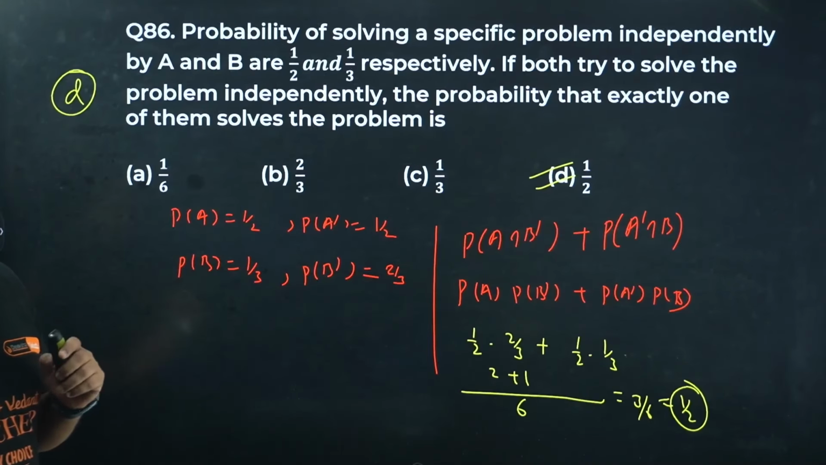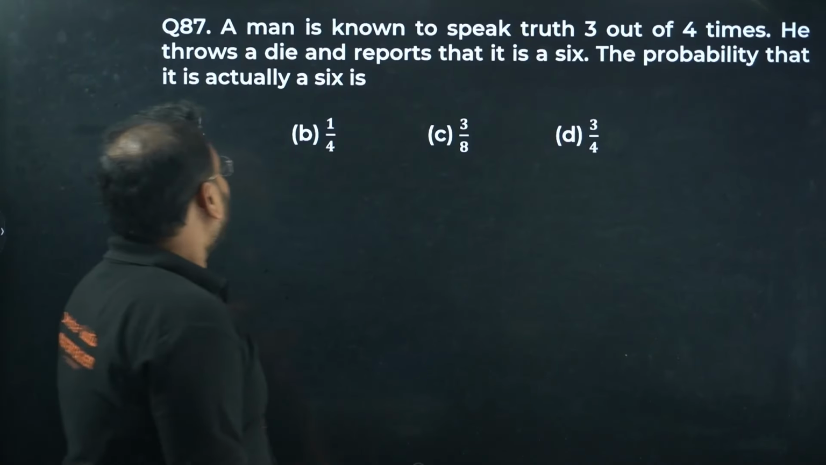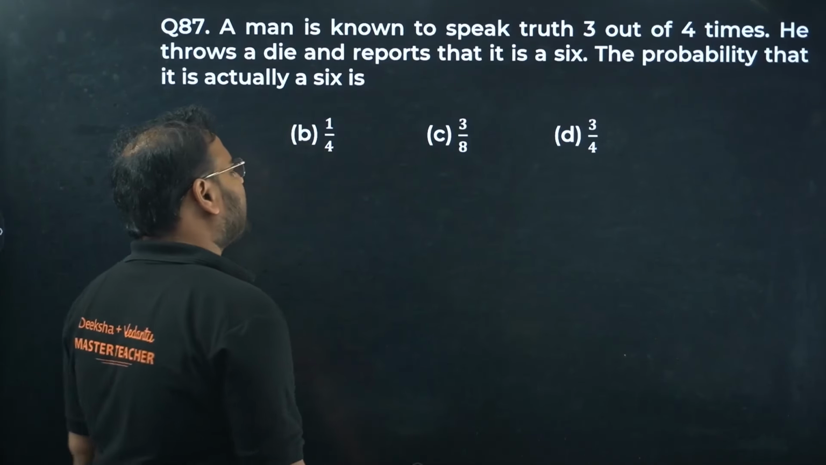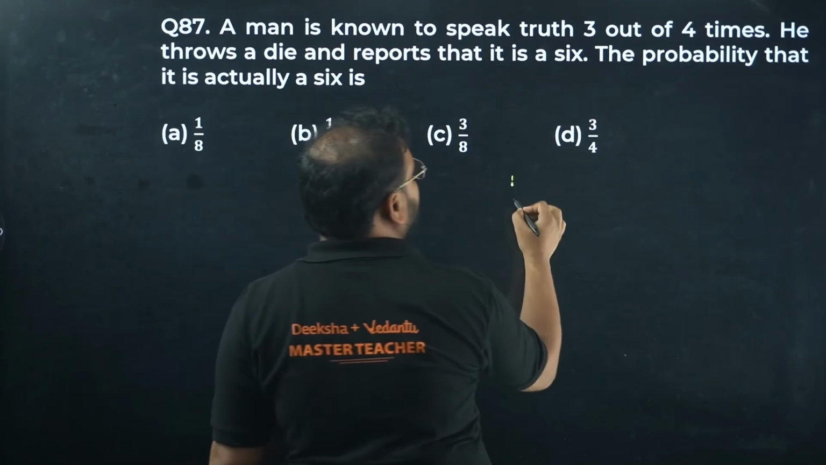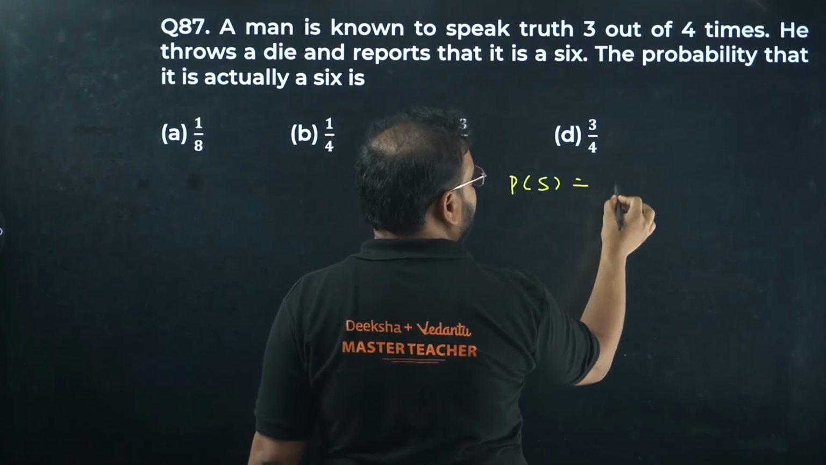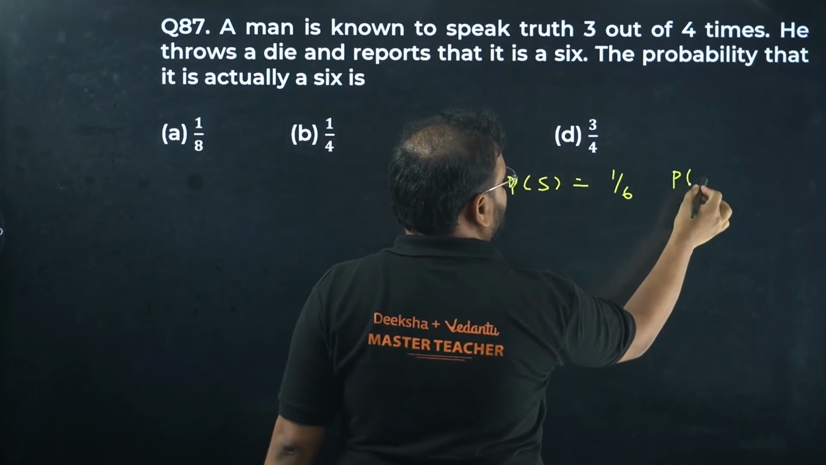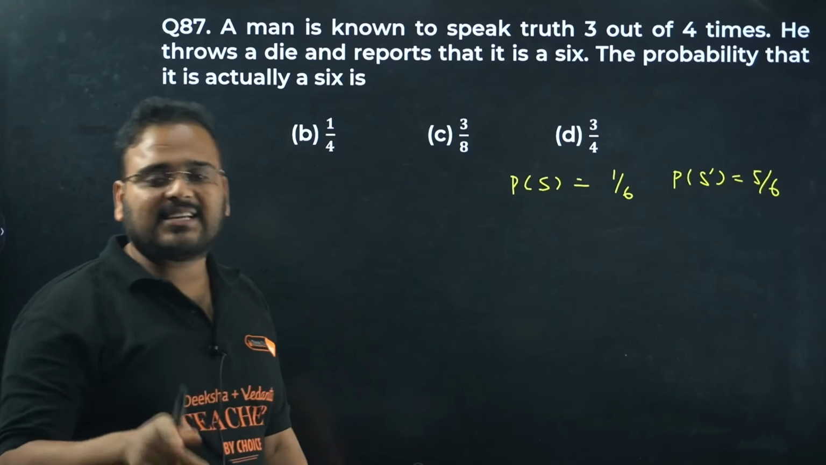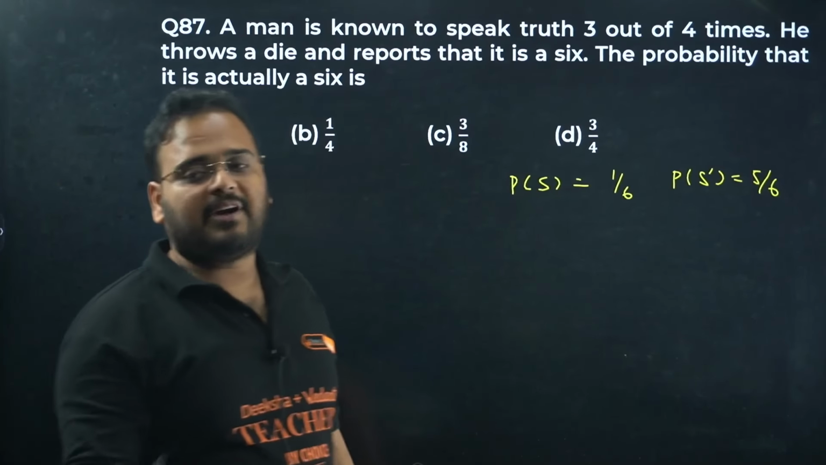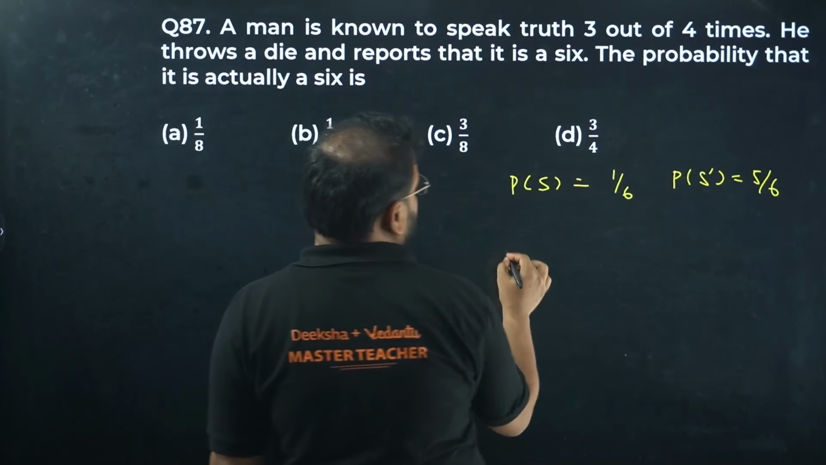87 now. This is clear? 87 now. A man is known to speak truth 3 out of 4 times. He throws a die and reports it as 6. Means probability of getting a 6 will be what? If you throw a die, 1 out of 6. Not getting a 6 will be what? 5 out of 6. To get a 6 is 1 by 6, and to not get a 6 is 5 by 6. Now what are they asking?